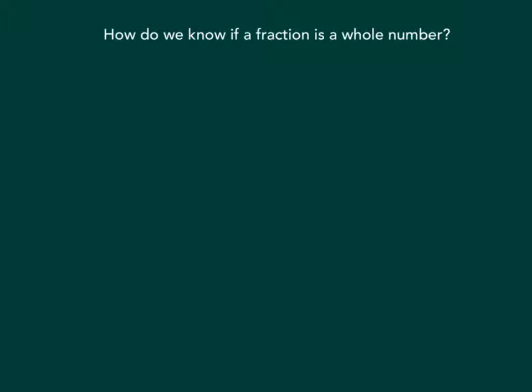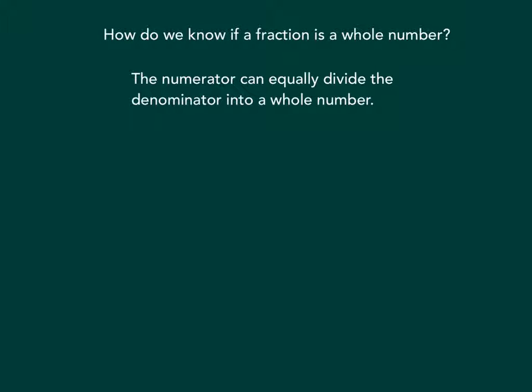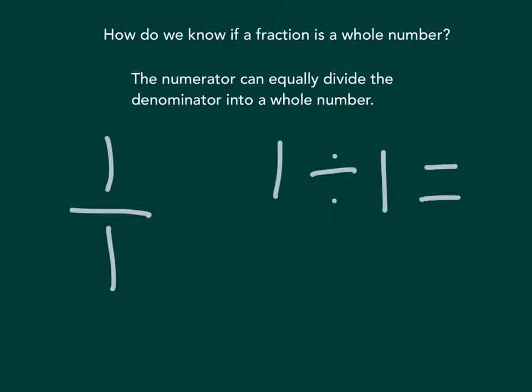How do we know if a fraction is a whole number? An easy way to determine if a fraction is a whole number is to see if the numerator can equally divide the denominator into a whole number. For example, if we have the fraction 1 over 1, we know that 1 divided by 1 equals 1. Therefore, this fraction is also represented as a whole number.